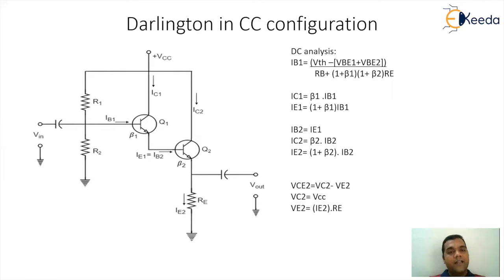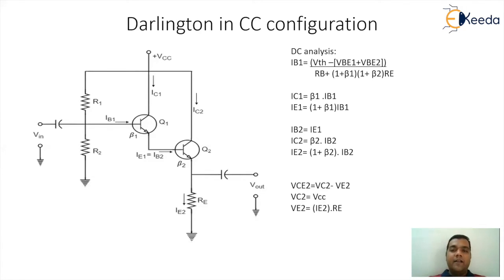So now if I go for the equivalent circuitry, where the input section will get replaced by the Thevenin circuitry, and if I apply KVL to the input loop, you will get VTH minus IB1 into RTH minus VB1 minus VB2 minus IE2 into RE equal to 0. On rearranging and replacing IE2 as (1 plus beta 1) into (1 plus beta 2) IB1, you will get the value of IB1 as VTH minus (VB1 plus VB2), the whole thing divided by RB plus (1 plus beta 1) into (1 plus beta 2) times RE.